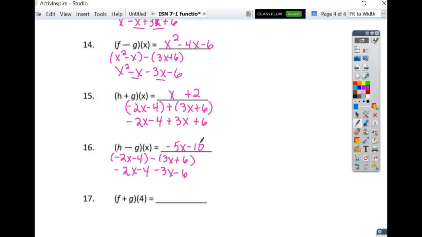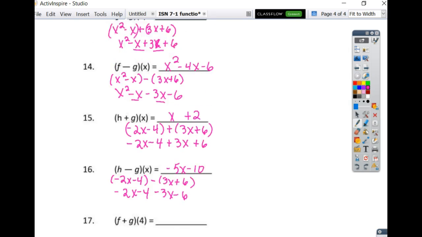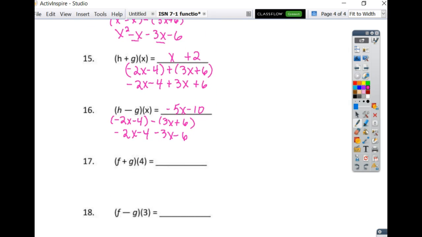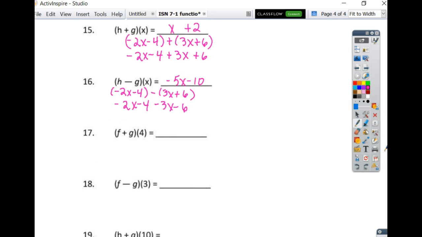Okay, so then we have one more thing to look at. What's the difference between 17 and 13? That's right. This one has an x, and so all you have to do on these is you add first, like we did. So what did we get for an answer? We got x squared plus 2x plus 6. So once you add, then you go back and put the 4 in for the x's. Right. So first add, then substitute.